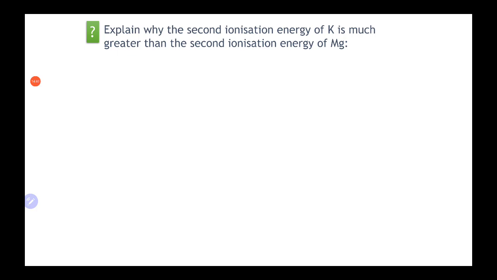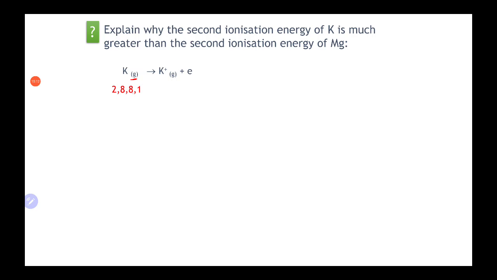So the question is, and again this is quite a common exam question, explain why the second ionisation energy of potassium is much greater than the second ionisation energy of magnesium. If you're ever asked a question like that, just take it a bit at a time. Just write out your equation. So you've got potassium in the gaseous state going to your K+ ion, so you've lost your first electron in there. Just write out the electron arrangement just so that you can see exactly what's going on.